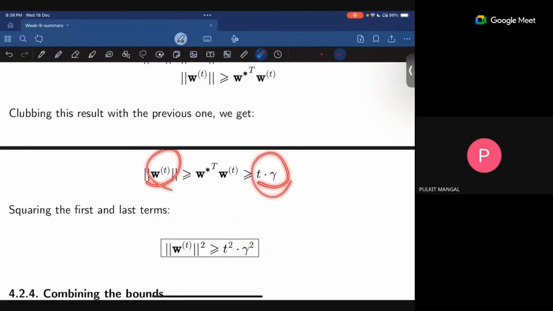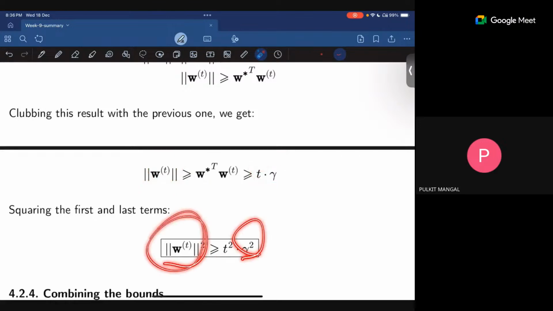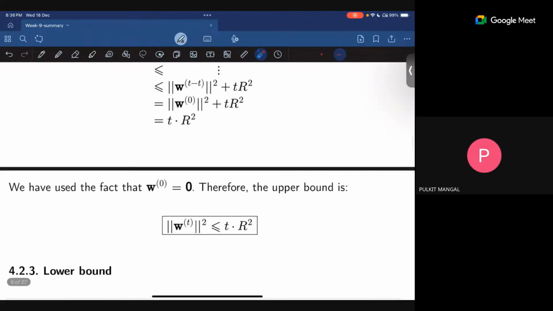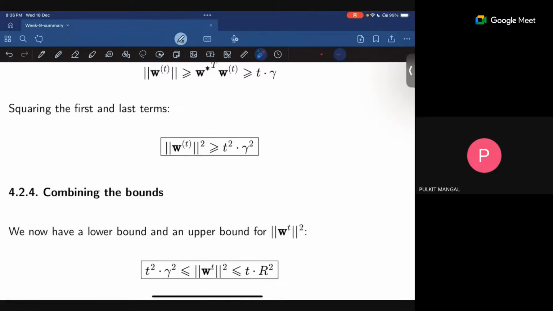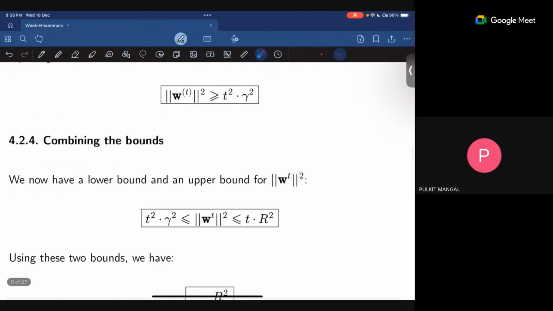Okay, if you square both sides, that is T square times gamma square. We are squaring here because in the upper bound also we got the square. And of course, squaring both sides will not change the inequality sign. If we combine both the bounds, upper and lower, then we will get that at any iteration in the perceptron algorithm, the norm square of that is bounded by T square times gamma square as a lower bound, and the upper bound is T times R square.